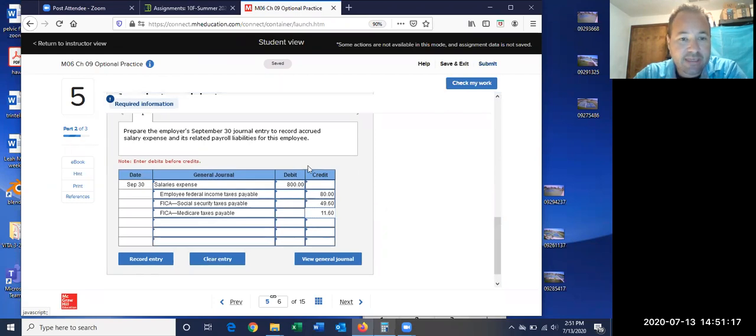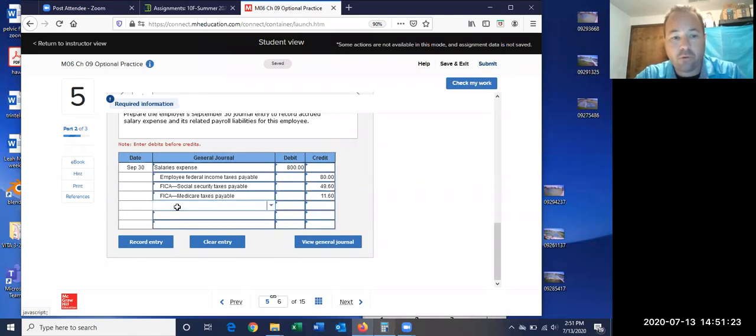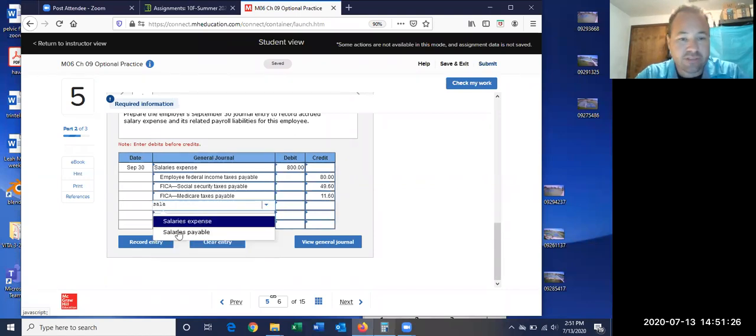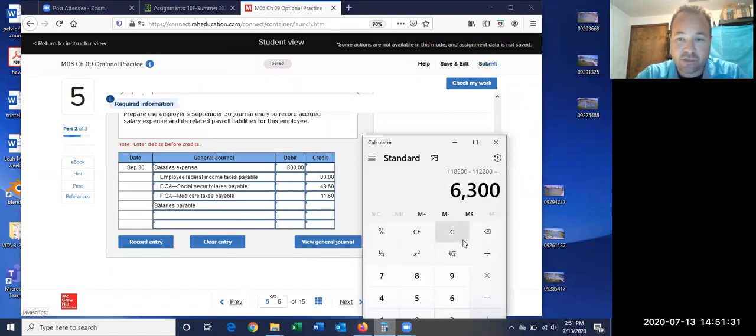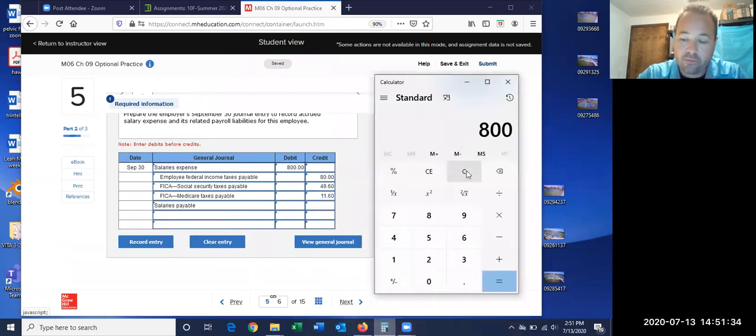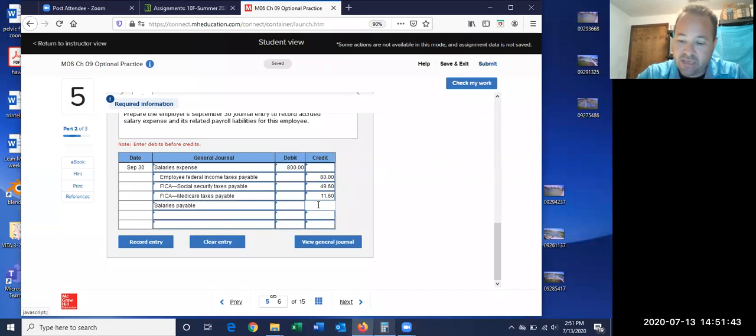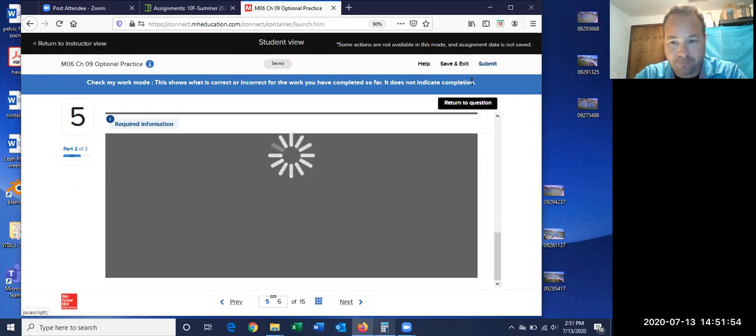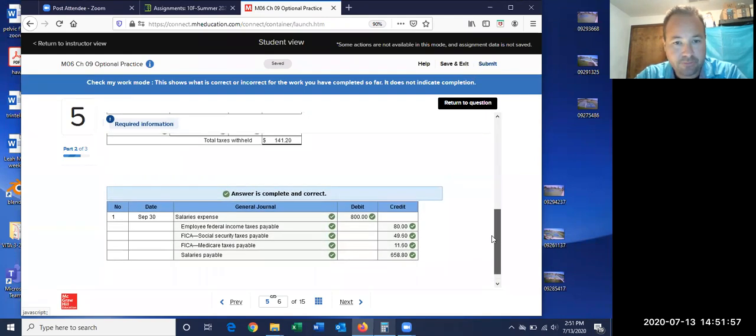Now, it's telling us that they didn't pay it. This was accrued. What that tells me is they still owe the employees. We then call this salaries payable instead of crediting cash. And we're simply going to take the 800 that I owed minus all of the taxes they're taking out of their check. So $658.80. Let's check their work. And that looks good.